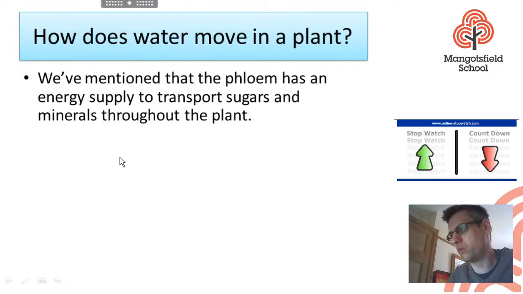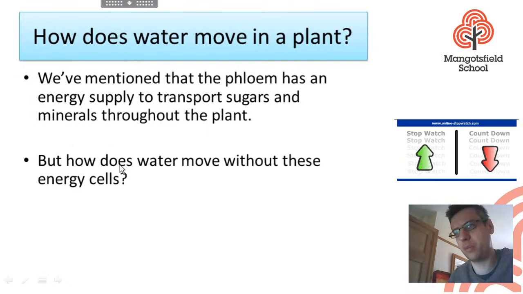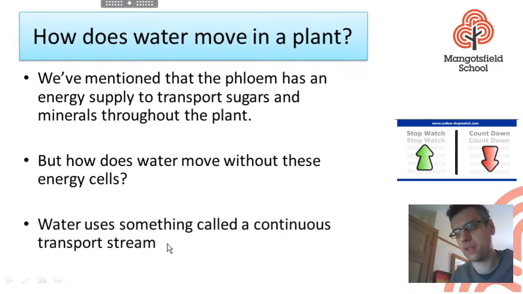Right, so overall, how does water move through a plant? Okay, now, the phloem needs energy to help push the sugars and minerals through the plant. So how does water move? I mentioned this a minute ago with transpiration, so let's go through that now. Water uses something called a continuous transport stream. This is basically there to provide a bit of suction up the plant so that water can be sucked from the bottom up to the top. A bit like sucking on a straw, sucking all the water up to the top of the plant.